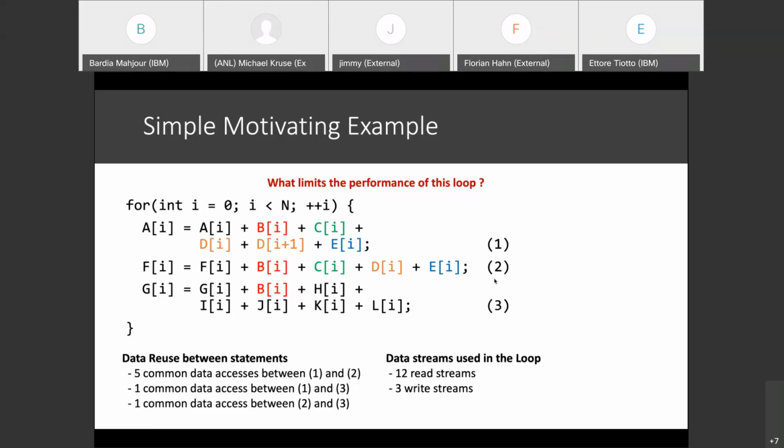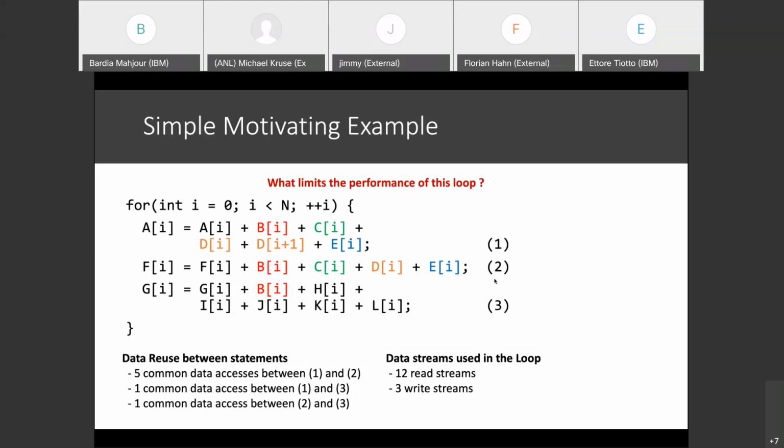So I highlighted here essentially the data reuse between statements. Some of them are temporal reuse, and there is a spatial reuse for D at I+1. We can observe by just looking at this code that there is common data access between the first statement and the second statement, and quite a bit of reuse between those 2 statements. And then there is a little bit of reuse between the first statement and the third statement, and also the second statement and the third statement due to the access of B sub I.